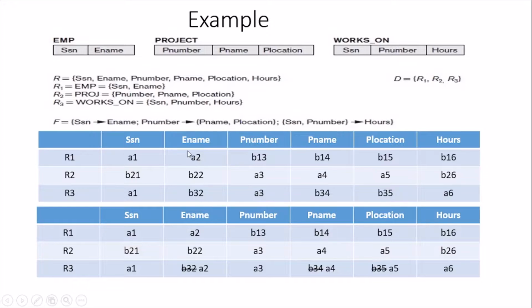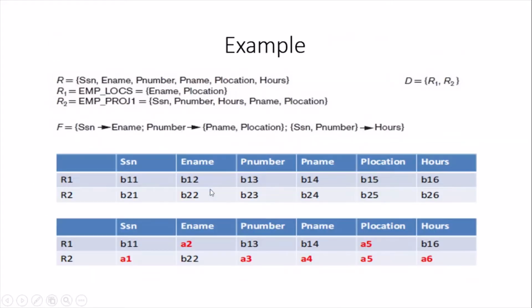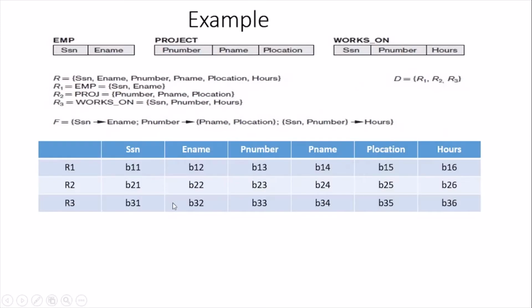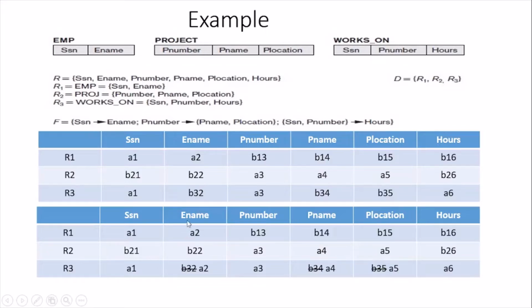So here you have a symbol. The algorithm says if any of the rows has a symbol for the column, then set the other rows to that same A symbol in the column. So what you can do here is you have one A symbol here, so you can copy that to A1 and A2. Corresponding to this A1, you override this as A2. B32 is overwritten as A2.